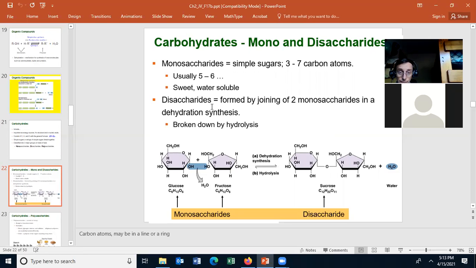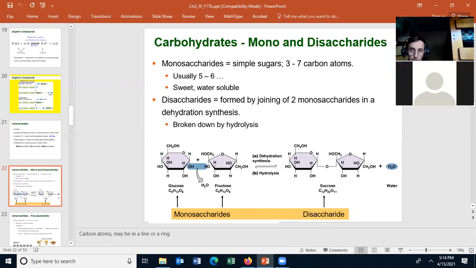The disaccharides are just 2 of the monosaccharides joined together in dehydration synthesis. For example, we have glucose, a monosaccharide here, and then fructose, a monosaccharide here. In dehydration synthesis, you pull out the water, and then you link the 2 monosaccharides together right here. And hydrolysis is the reverse. You add water, which is not shown, water here, breaking that bond, and then making the monosaccharides.